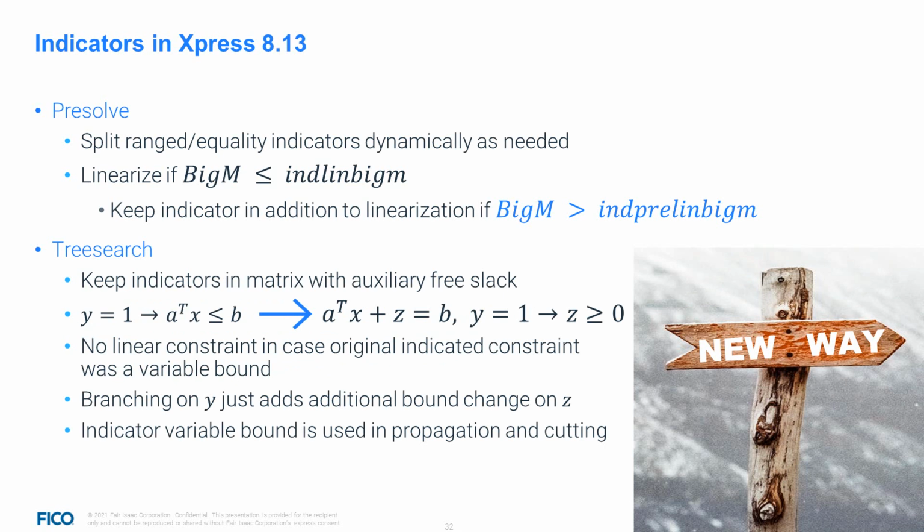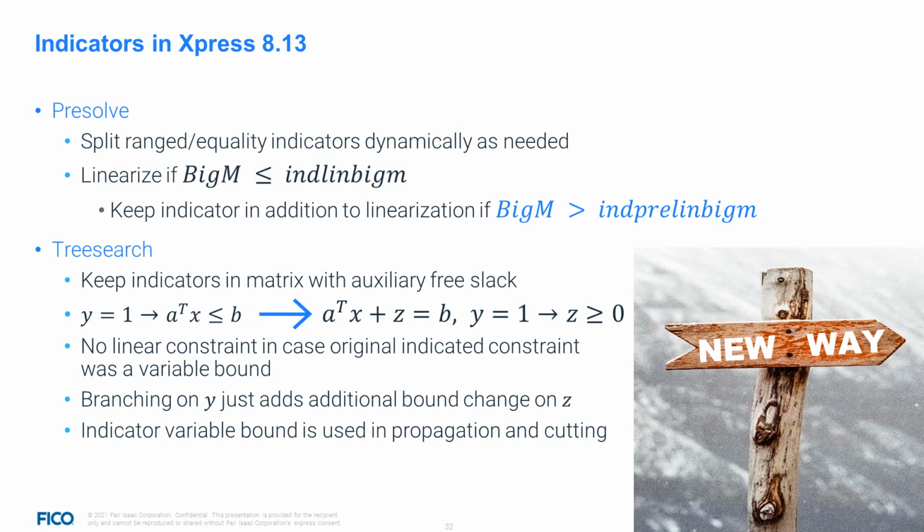In Xpress 8.13, we have a new way of handling indicators. First of all, in the new server release, we are able to handle more types of indicator constraints. In particular, equality and range linear constraints are now supported natively by the solver. In pre-solving, actually not much changed. We still apply the usual techniques, that is, we linearize such a constraint by means of a big M, and if this M is small enough, we drop it completely.